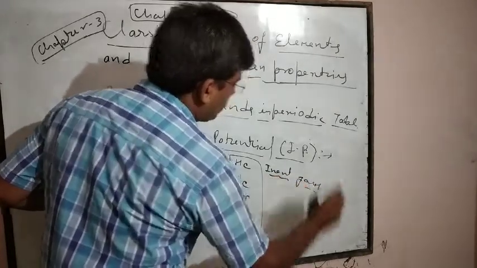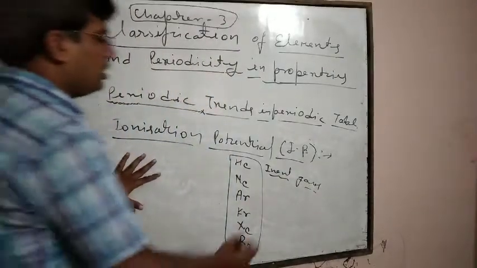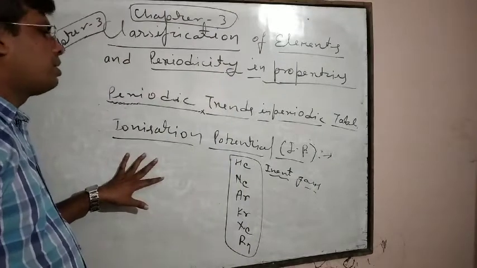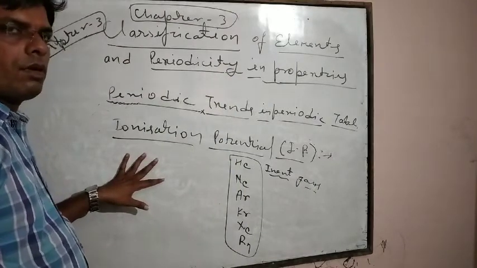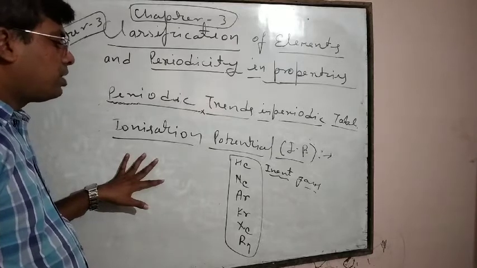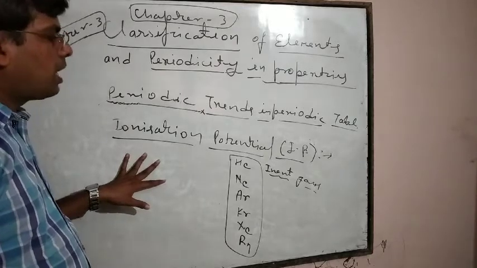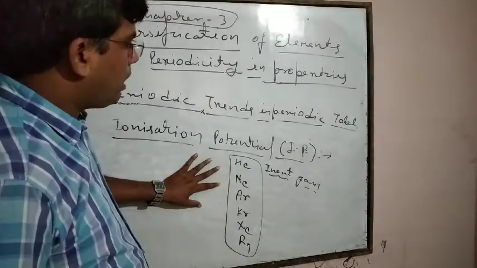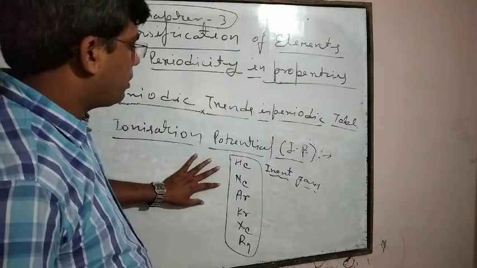These are inert gases, and these gases have a high value of ionization potential. Why? Because these elements have a stable electronic configuration. That's why these have a high value of ionization potential.